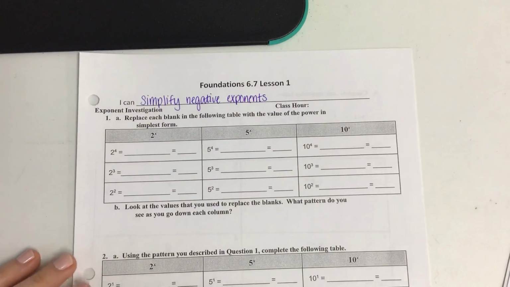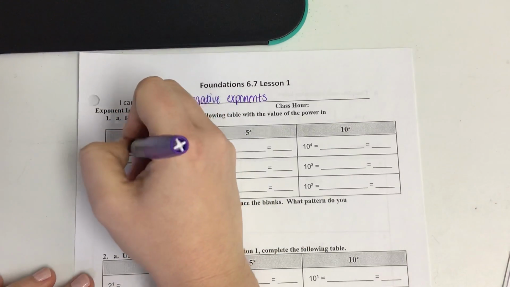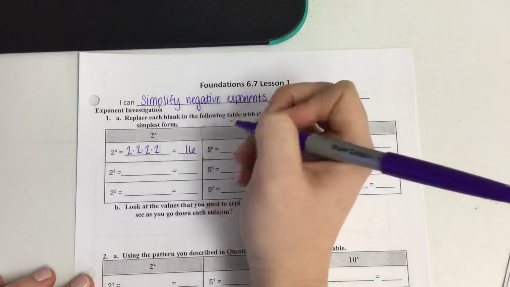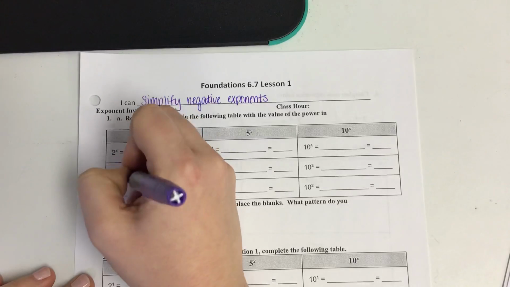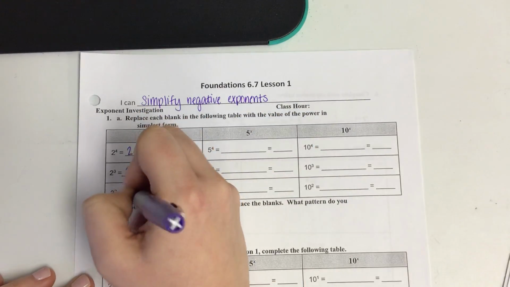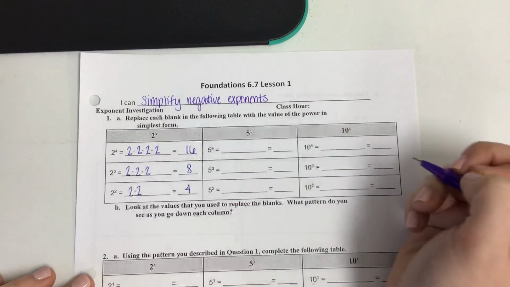So for our first table here, we're going to replace each blank with the value of the power in simplest form. So 2 to the 4th is really just 2 times 2 times 2 times 2, which is 16. 2 to the 3rd is 2 times 2 times 2, which is 8. And 2 squared is 2 times 2, which is 4.